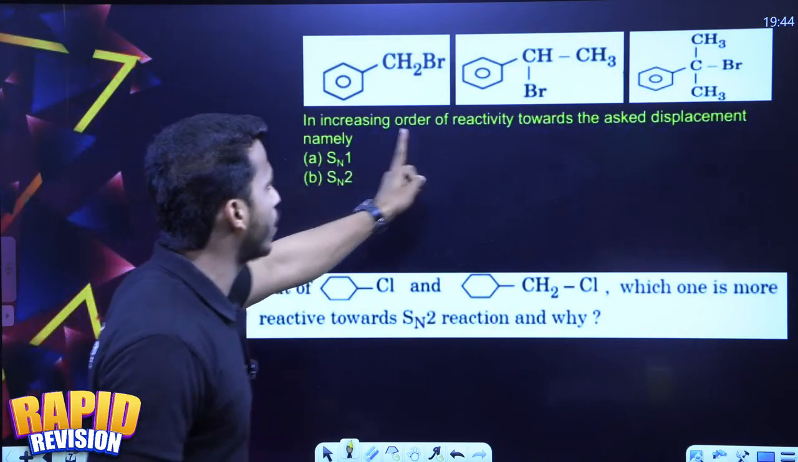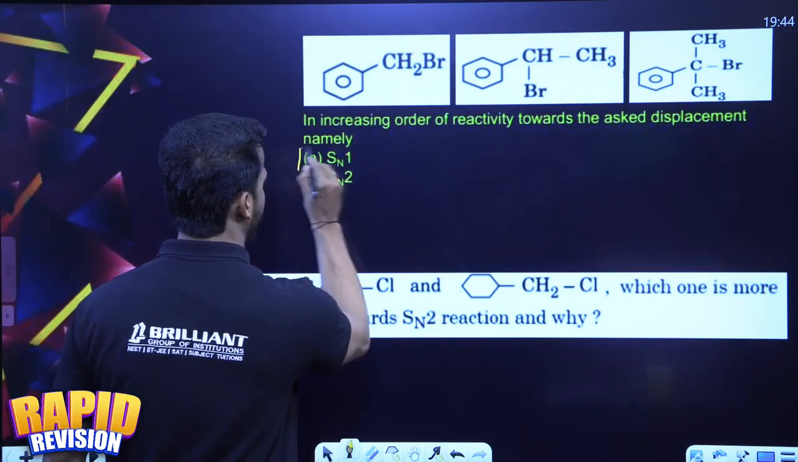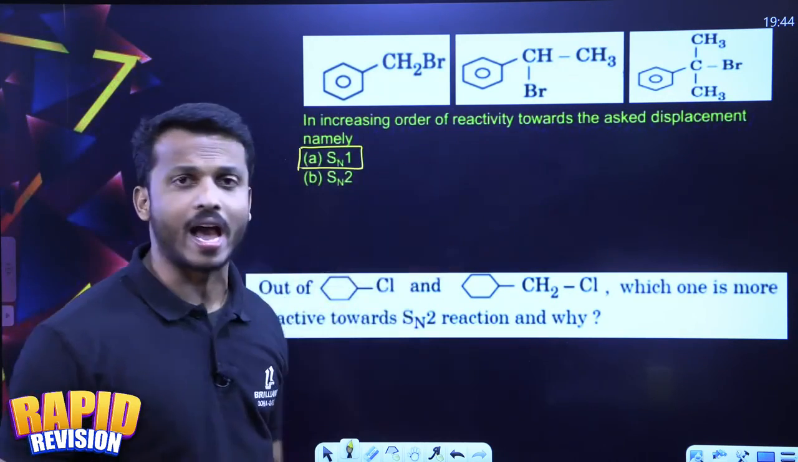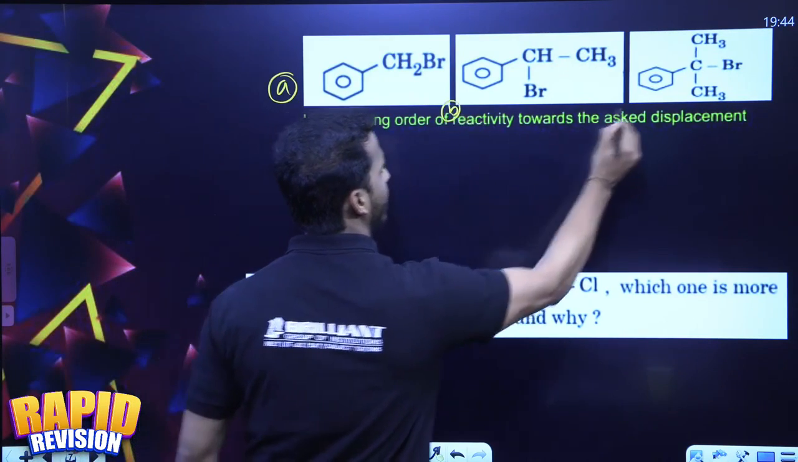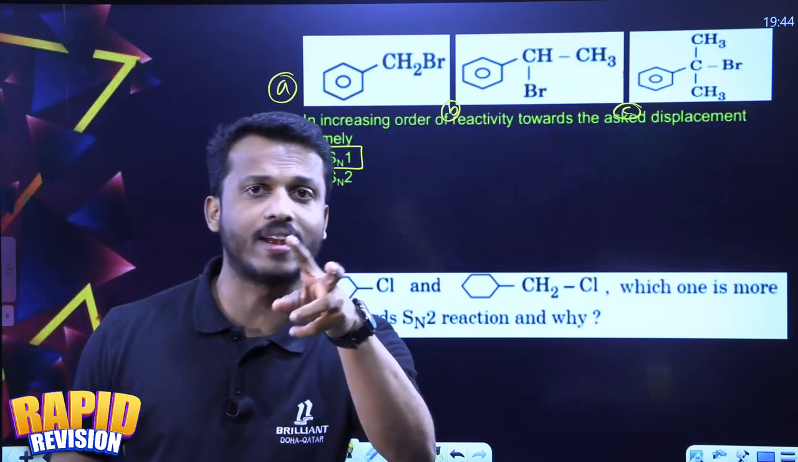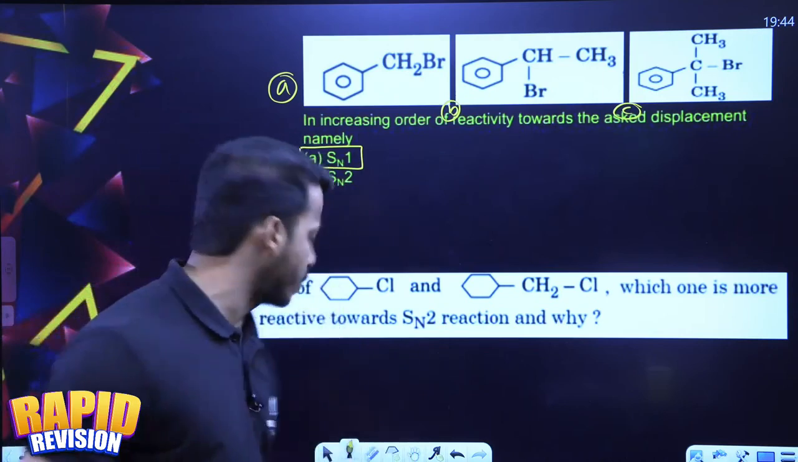In increasing order of reactivity towards the SN1 mechanism, dear all, first question. Which will undergo SN1 mechanism faster? Let me number this A, this is B, and this is C. Can you tell me, dear all, which is highly reactive toward SN1 mechanism? Among A, B, C, which carbocation is more stable?